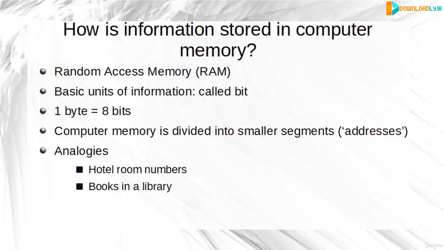The basic unit of information storage is called a bit. Some information would just take a few bits, while some may take more. But what most people are familiar with is the byte, which is equivalent to 8 bits. Now, the entire memory is divided into smaller segments, with each segment having a unique address. The larger the data is, the more segments it takes. This is very similar to how hotel rooms or books in a library are organized.